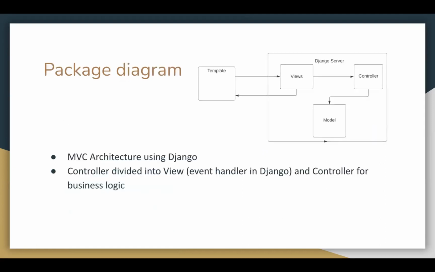So here's a simple picture of our package diagram. We used an MVC architecture through Django, and the controller is divided into view, which is poorly named from Django's end. It really refers to the event handler, and the controller handles the business logic, while the template itself is more of the view itself.